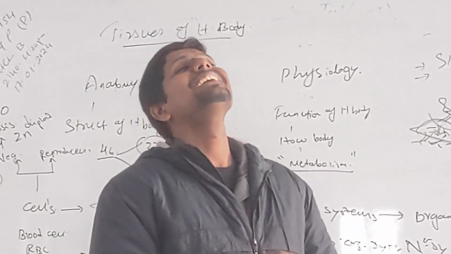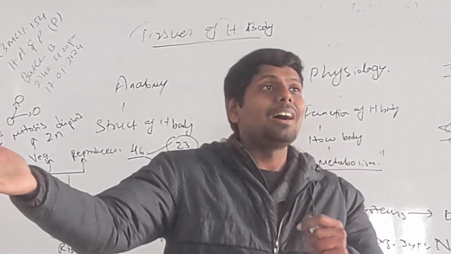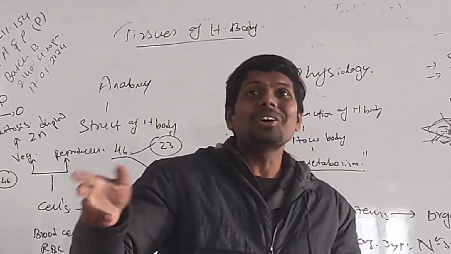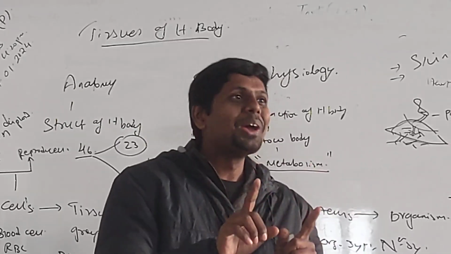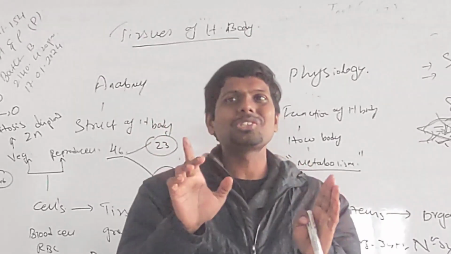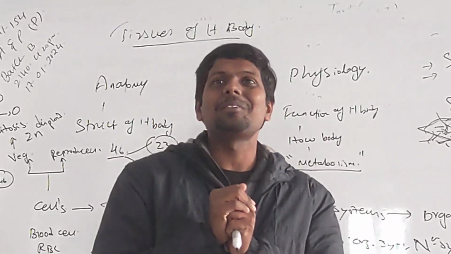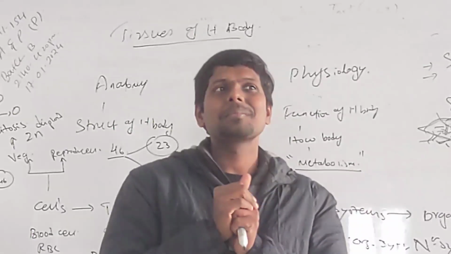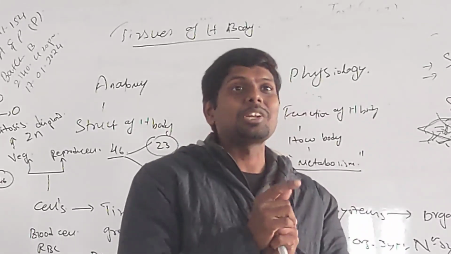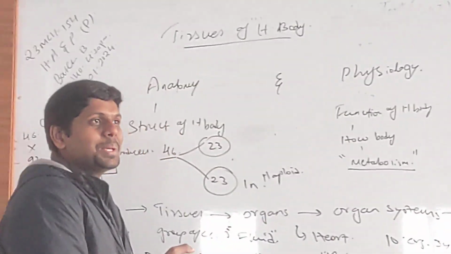Gallbladder is the digestive system. Sorry, it is the bladder, the urinary bladder. Urinary bladder belongs to what system? Reproductive system? Renal system, not reproductive. Okay, renal system.